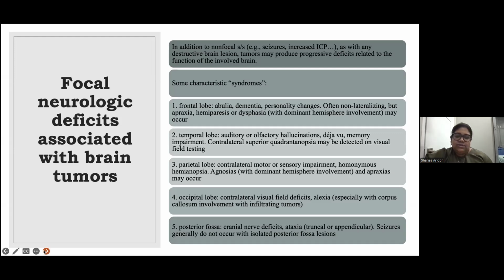With occipital lobe lesions, contralateral visual field deficits, alexia, especially with corpus callosum involvement with infiltrating tumors. And as it pertains to the posterior fossa, cranial nerve deficits, ataxia, which could be truncal or appendicular, and seizures generally do not occur with isolated posterior fossa lesions.